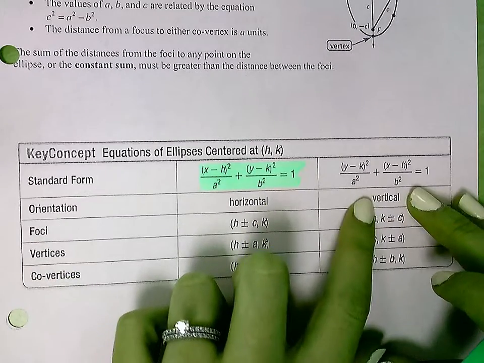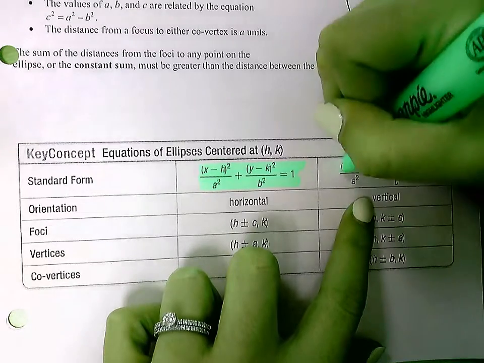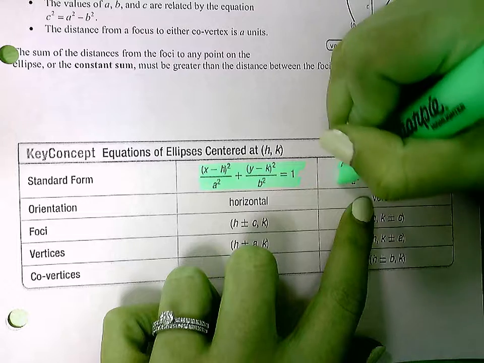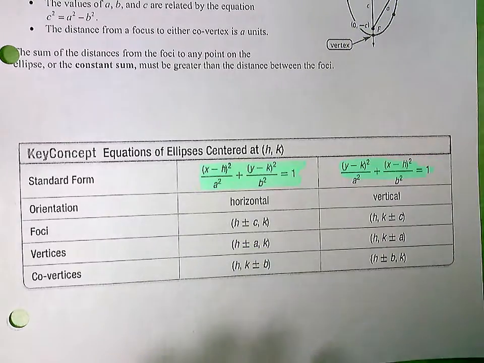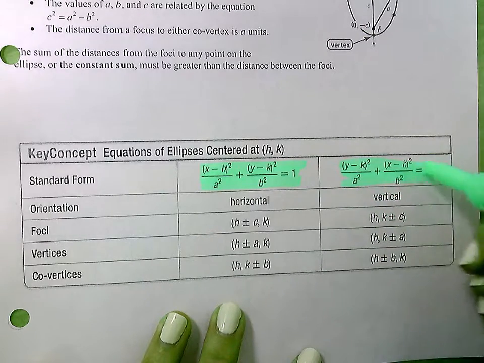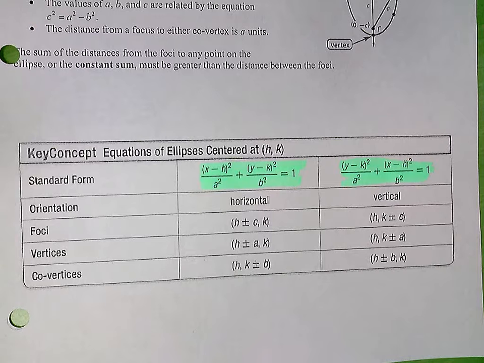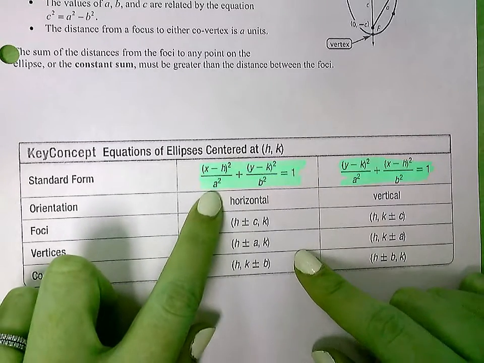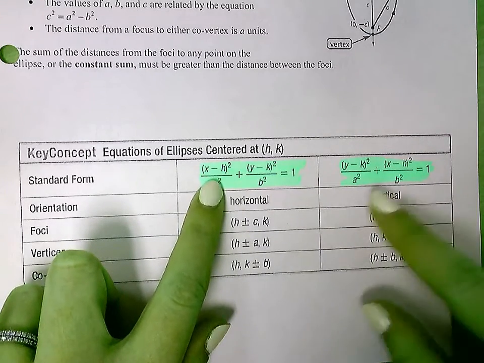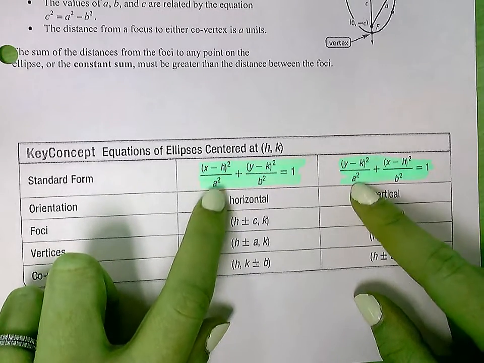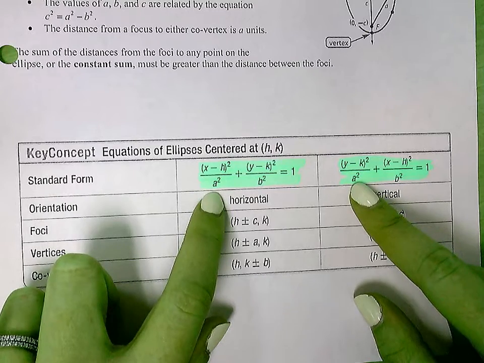For your vertical standard form, you have (y minus k) squared over a squared plus (x minus h) squared over b squared equals 1. Okay, so the difference between these is where your a and b are placed. If you notice in your horizontal one, you have a squared under x minus h, and a squared here is under y minus k. Okay, so that's why they're different.